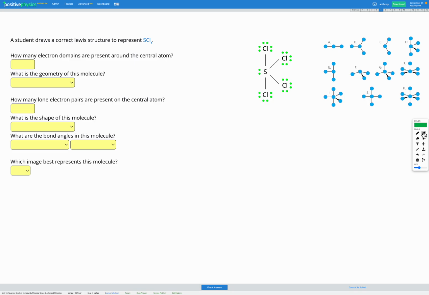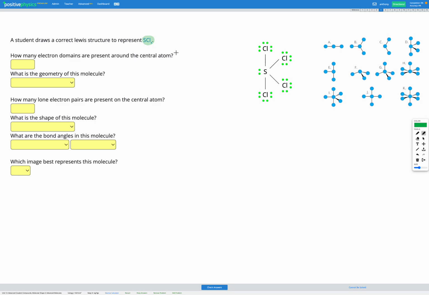In this question, we're again using the Lewis structure of a molecule to figure out its shape. This time we have some more advanced molecules, including those with reduced or expanded octets. So in this question, we have SCl4. We can see our Lewis structure drawn there.